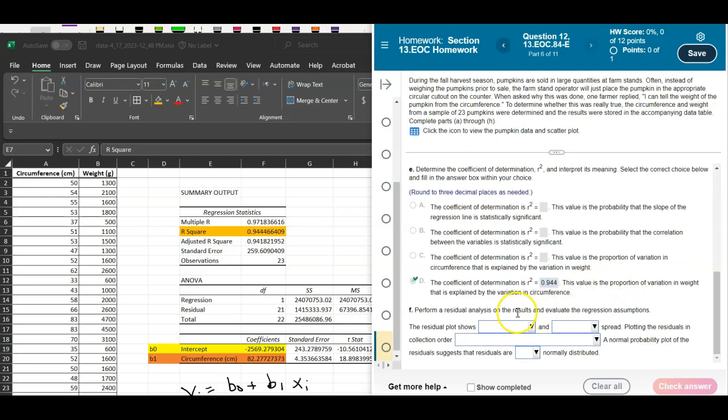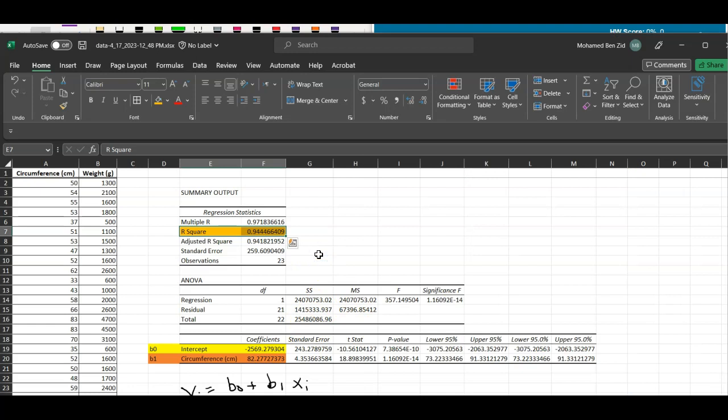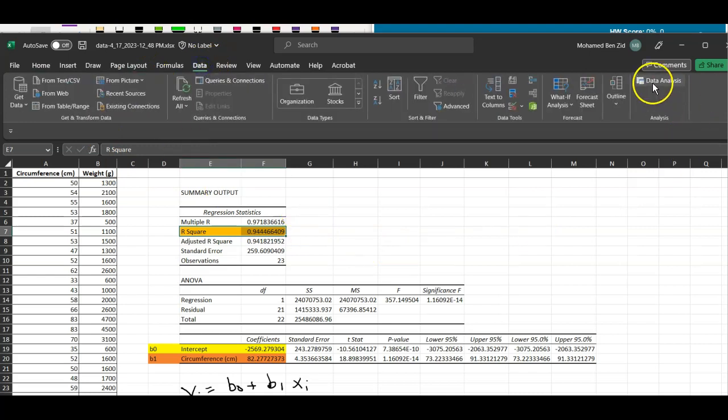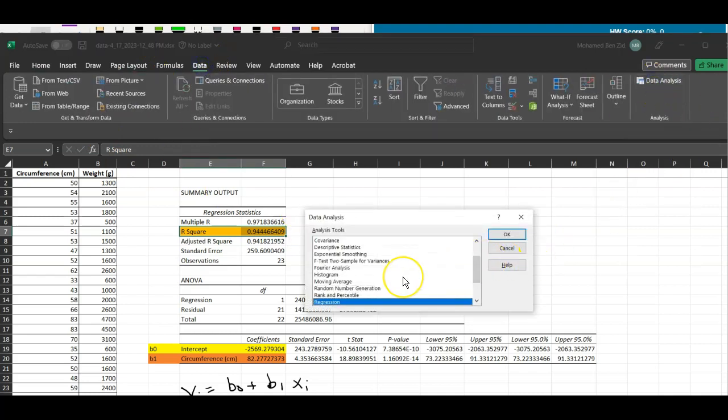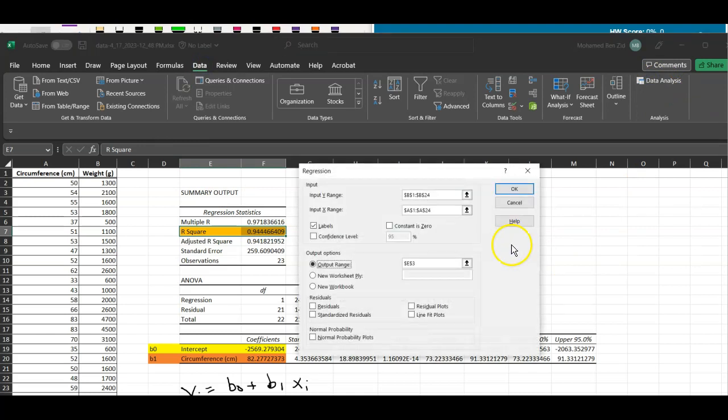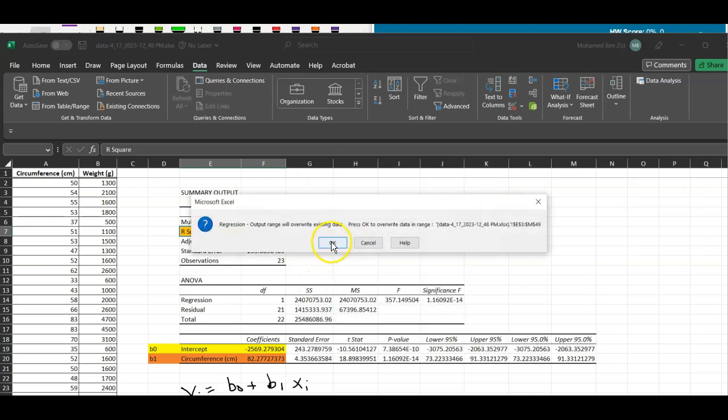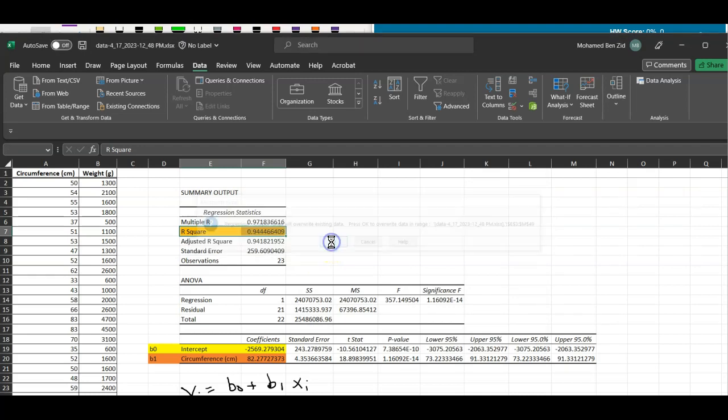All right, so now the residual plot. So what is a residual plot? Let's look for the residual plot. What I'm going to do is go to data again, go to data analysis, the same thing. I'm going to do the regression. Okay, it's the same table, don't change anything. And you're just going to click on the residual plot here. So this is going to add a residual plot to this data. Say okay. You can override it, say okay, it's fine.